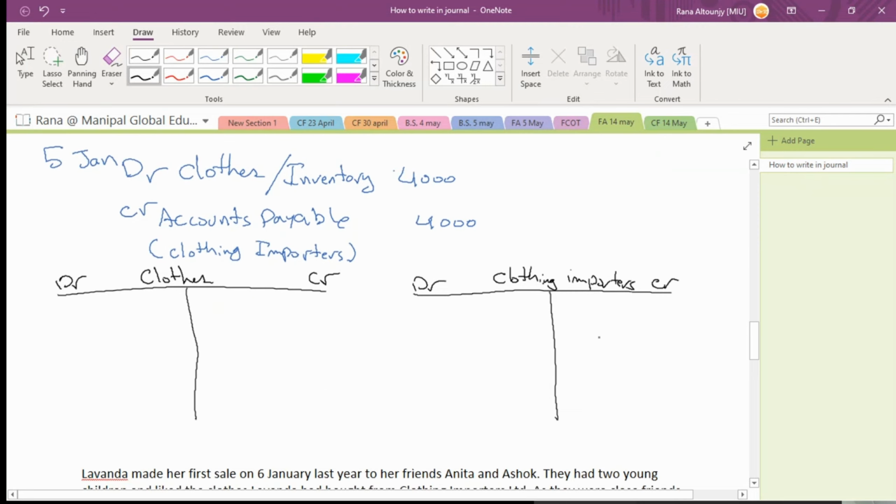So how do we transfer the transaction? First, which side of the clothes do we put it, debit or credit? You see the clothes is on the debit side, so we have to write on its debit side. Clothing importer is on the credit side. Then what should we transfer? We should transfer the debit part to its credit side. So we should write it like this. So here we put accounts payable, or we call it clothing importer.